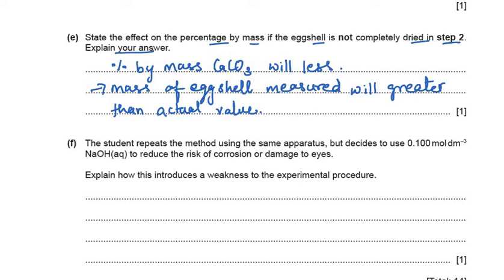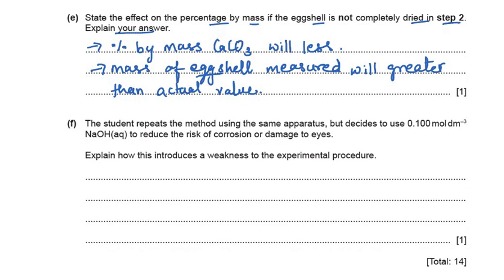So that is the main answer. Did you understand? What I mean to say is that the measured mass of eggshell will be greater, and so to calculate the percentage by mass, we divide by the 2.136 gram of eggshell. That value would increase. So if the denominator increases, the main answer, percentage by mass of calcium carbonate, will go less. So that would decrease.